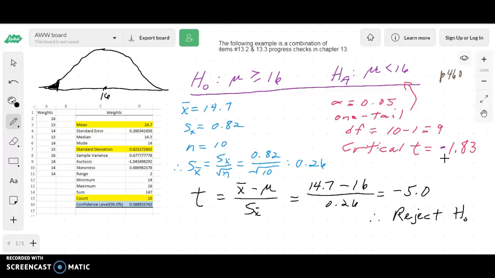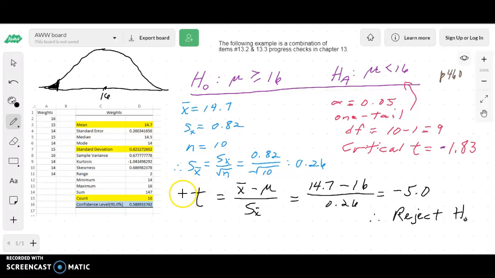So the key thing we have to do now is compare the t-score that we get from our sample data to our critical t. If our t-score ends up being further out in the tail than our critical t, then we are going to reject the null hypothesis. If it does not go as far as negative 1.83, say for example it comes out to negative 1.0, then we retain the null hypothesis. It wouldn't be that far out.